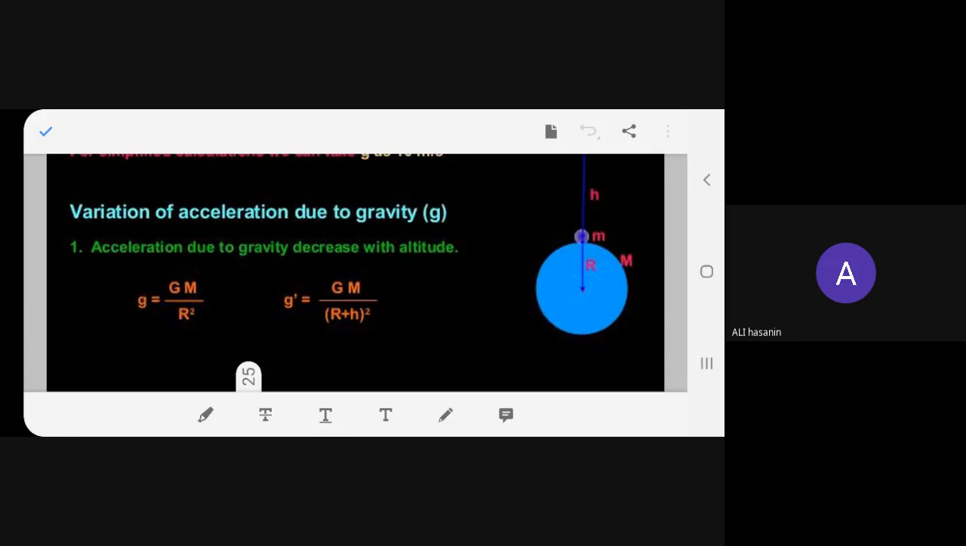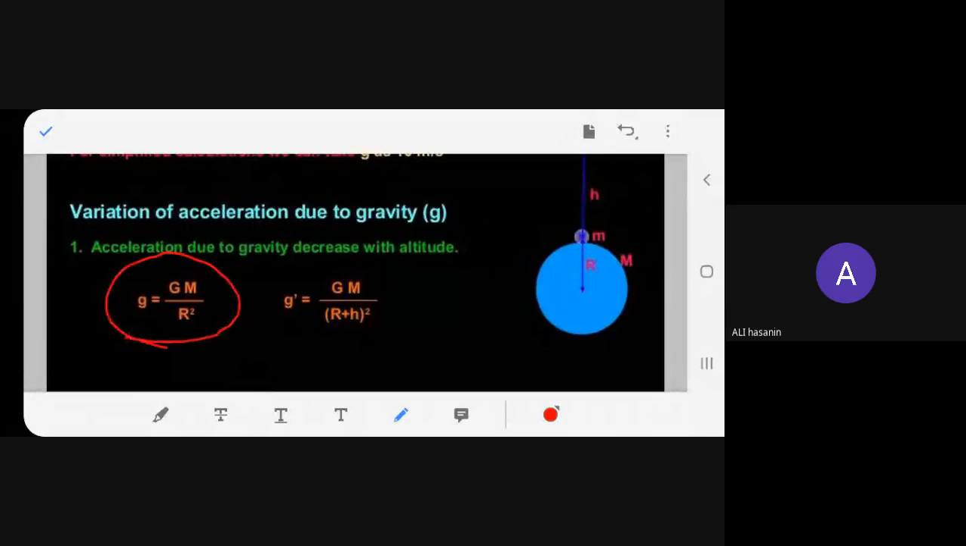They are finding the acceleration. What is the change in acceleration due to gravity g? There has to be, isn't it? It's a change in acceleration due to gravity g. We know this formula. Do we know this formula? Yes, ma'am. This is just acceleration due to gravity. But what is given there?